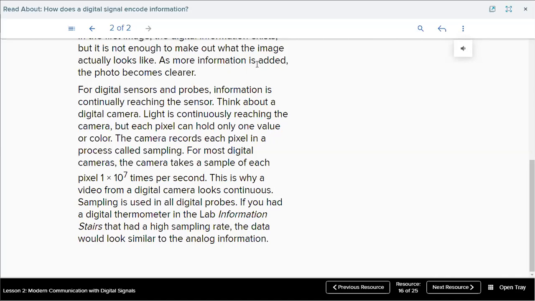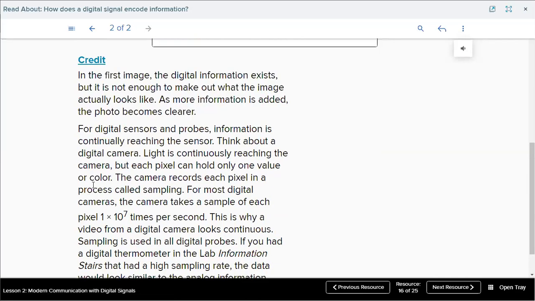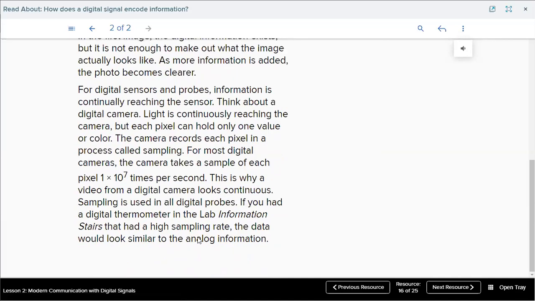Okay, complete. This is why a video from a digital camera looks continuous. Sampling is used in all digital probes. If you had a digital thermometer with a high sampling rate, the data would look similar to the analog information. So this is about how we can make the image clearer by increasing the pixels of the camera.